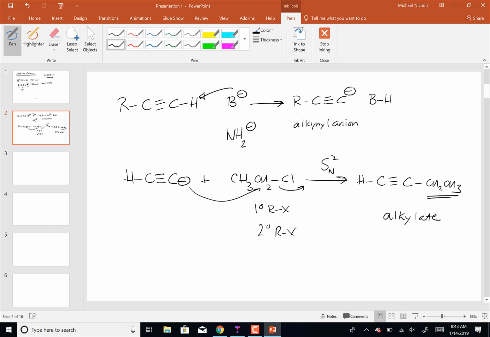What happens if it's a tertiary halide? Let's say I try and react my alkynyl anion with a tertiary halide, like t-butyl chloride. What's going to happen?